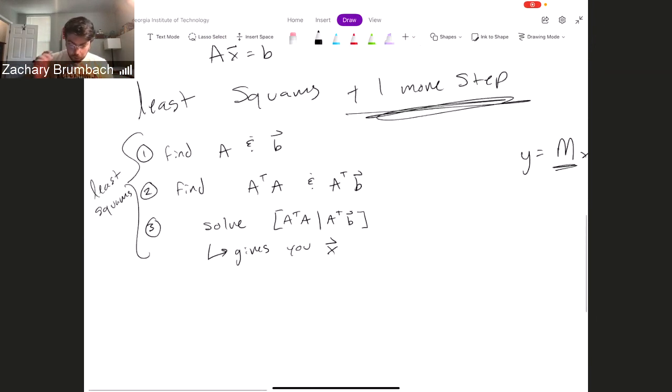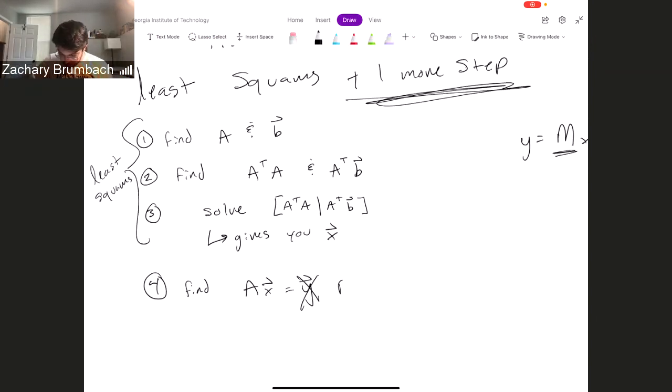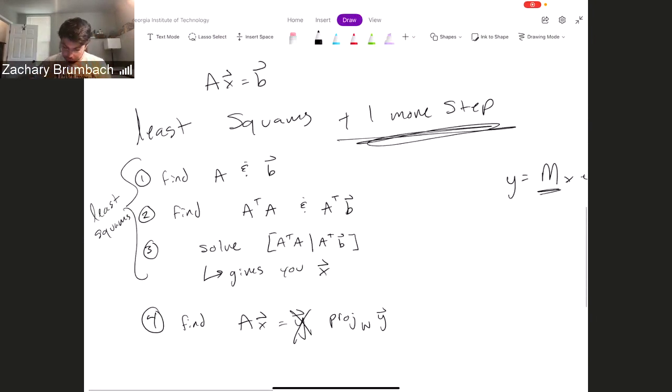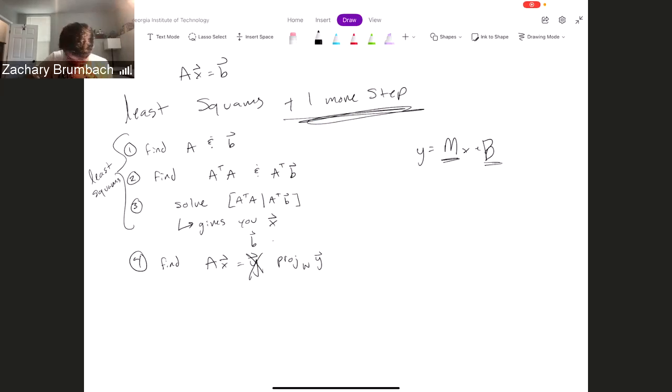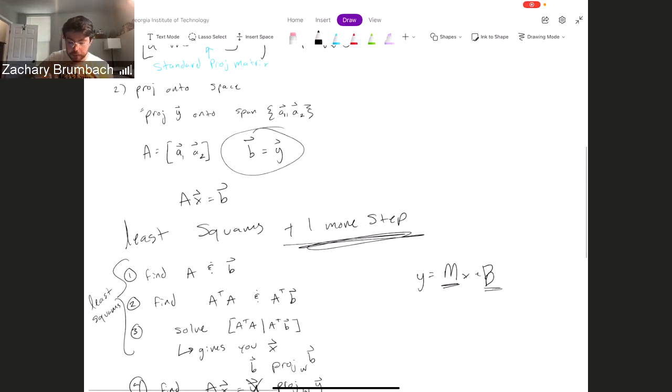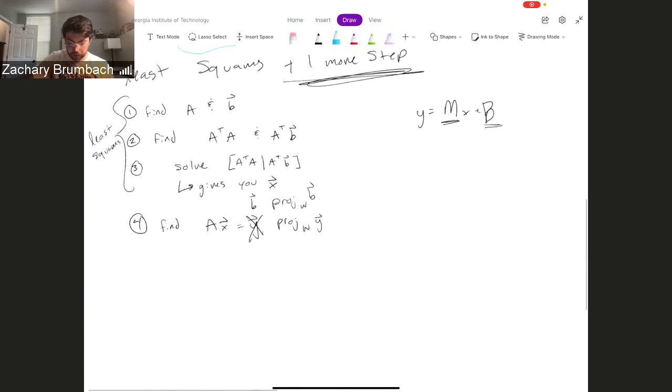All right? So the one additional step is to find A times x equals y. But this isn't y. It is the projection of y onto w. Okay? We're getting as close as we can to y as possible, which is the projection, all right? And in this case, this is the same as writing equals our b. We're just looking for the projection of b onto w, okay? Because I just named it up here, y equals b. So we could look at this equation here, okay?